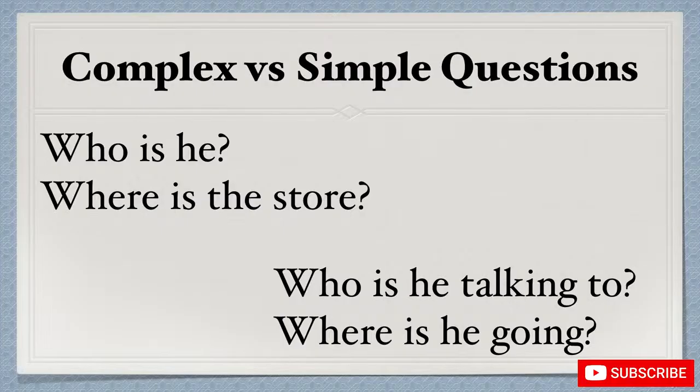So generally, simple questions will have is in it, and then they'll usually be very short. And then if we look at the bottom, we'll see complex questions. So complex questions usually have your question word. It'll have is. It'll have a he, she, you, it, Charlie, Sophie, someone. And then it'll have another verb after it. And then you can do the same thing with does. So for example, who is he talking to? Or where is he going? So those are complex questions, whereas who is he and where is the store are simple questions, which was what we talked about in the first lesson of the question section.